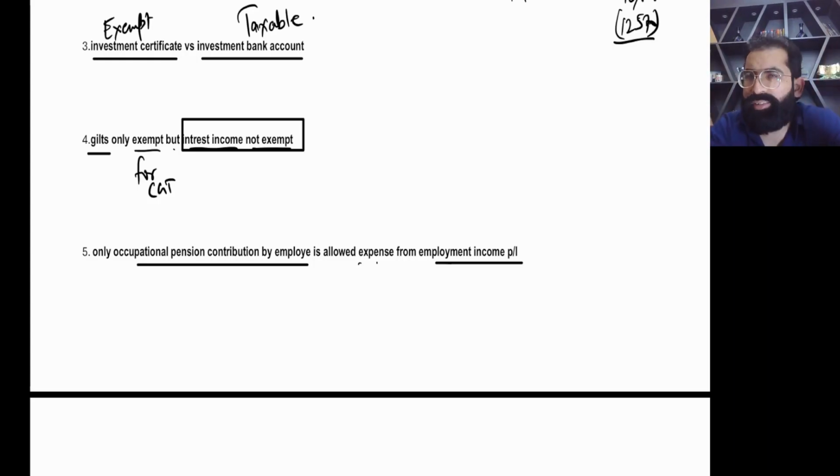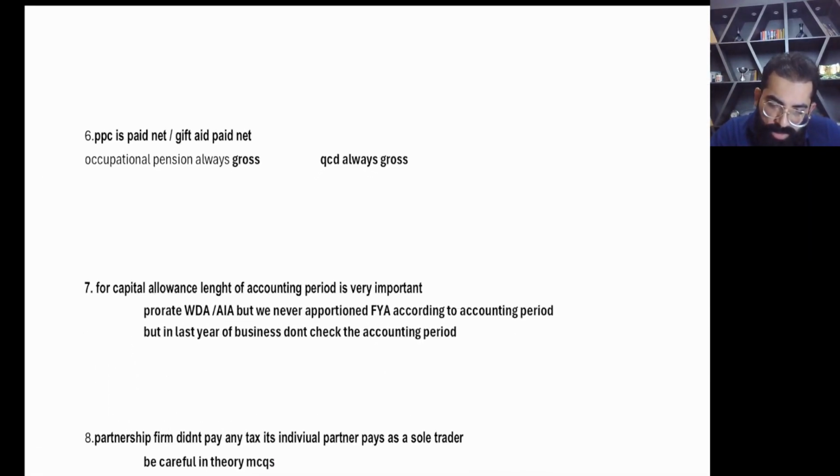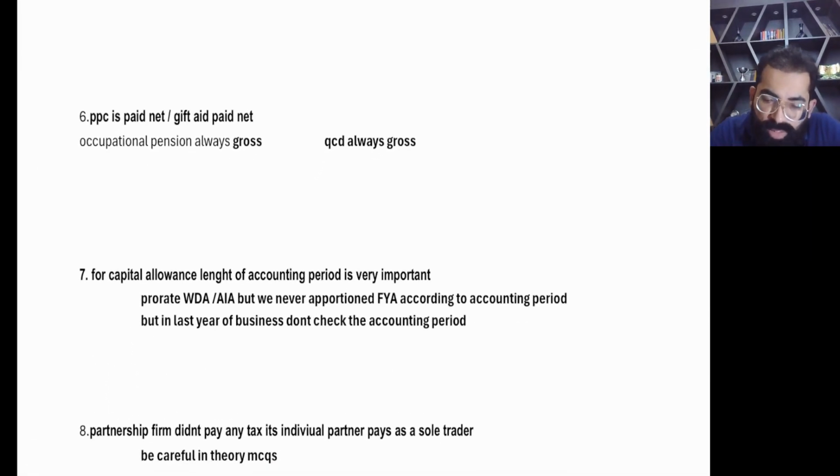Yes, there are band extensions, ANI reduction. There are a lot of things, but not an allowed expense. Be careful. There are a few things which are paid net, and a few things which are gross. Personal pension contributions are paid net, and gift aid donations are paid net. So hope you remember, if actual payments are given for personal pension and gift aid, that means they are net.